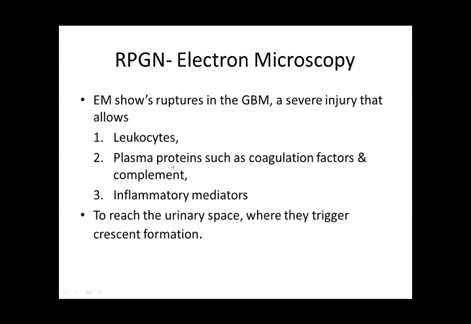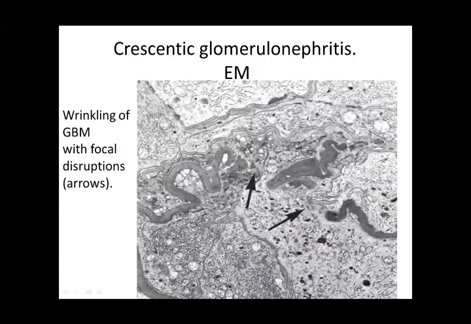Proteins are heavily crossing, plasma proteins like coagulation factors, complements, inflammatory mediators, and the urinary space becomes clogged by the cells and the proteins, and therefore they trigger a proliferative reaction in the parietal layer of the Bowman's capsule. Look at the wrinkling of the basement membrane, and then there is rupture of the membrane. The membrane is absent there, right? So these are the areas where the basement membrane has ruptured.